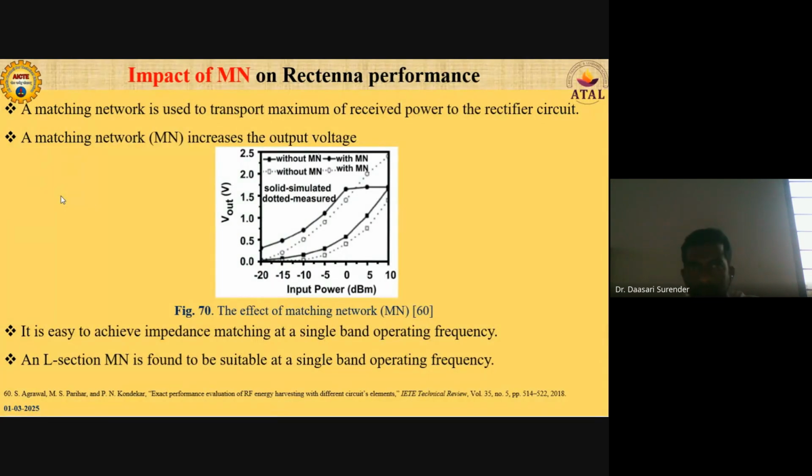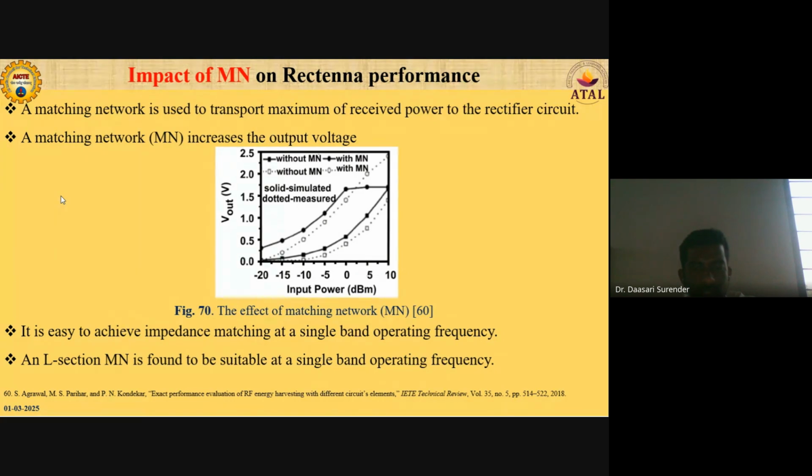as we know from the maximum power transfer theorem, maximum power can be transferred to the load when the load impedance is equal to the complex conjugate of the source impedance. In case we consider real impedances, the impedances should be equal. So if the impedances are equal, then maximum power can be transferred to the rectifying circuit.